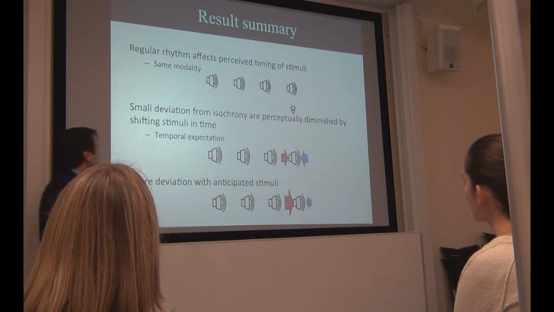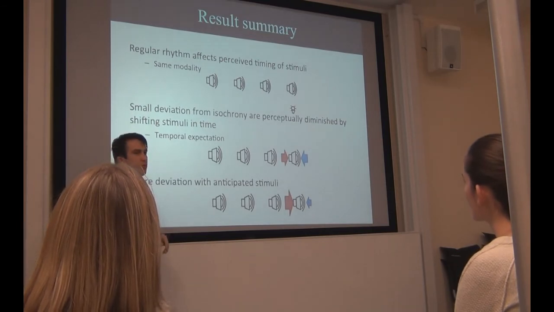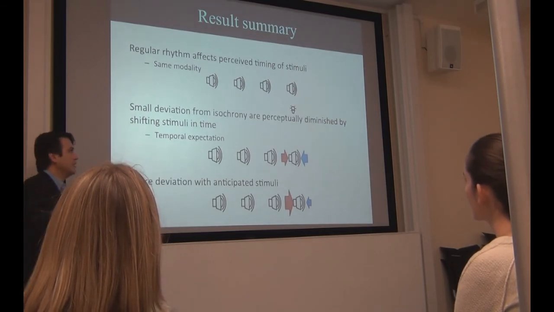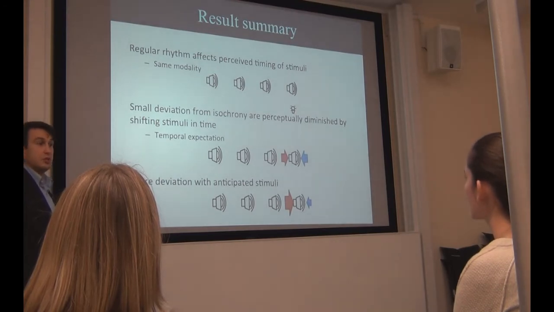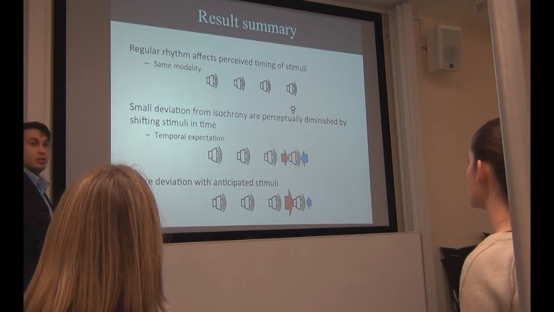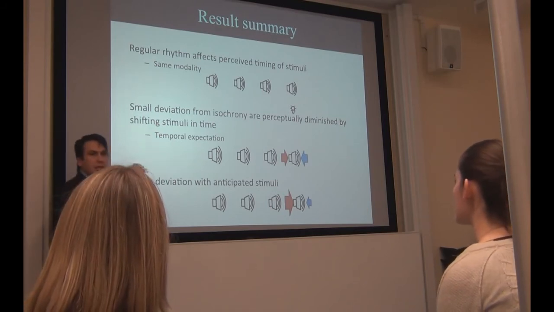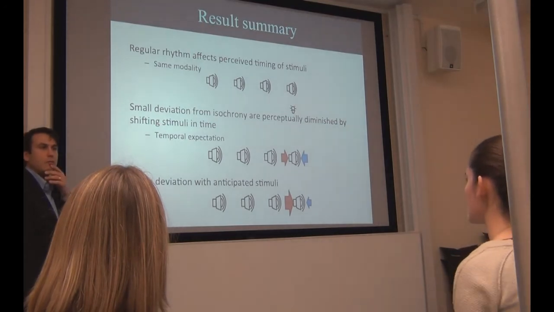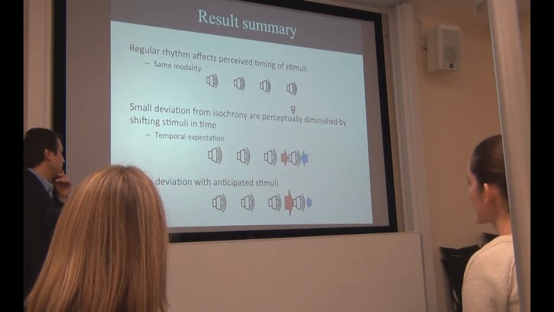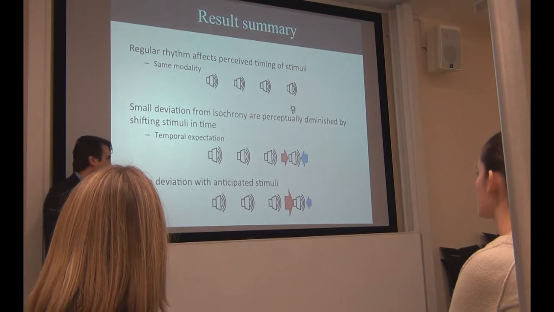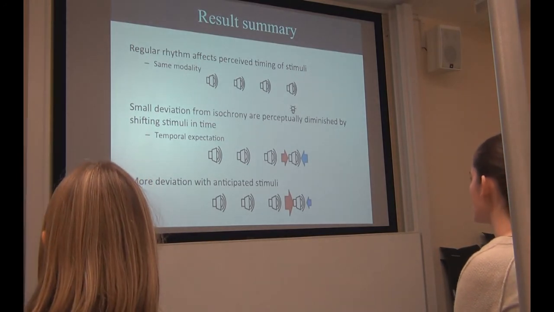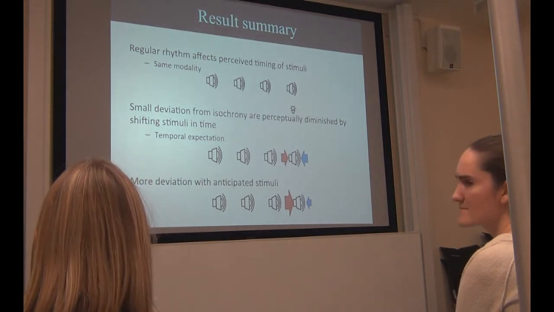The other result is that small deviations from isochrony are perceived to be diminished, so the perceived timing of stimuli is shifted towards the expected time. And we can call this a temporal expectation of when stimulation appears. And there is more deviation with anticipated stimuli than with delayed stimuli. So are you going to tell us why?